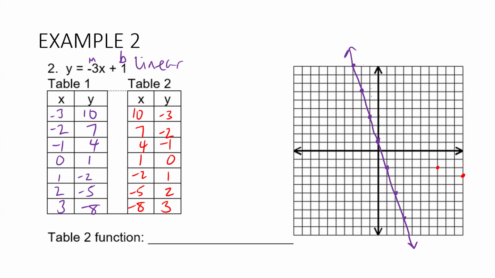Because I know this is linear, I can go ahead and find a pattern here, right? So rise 1, and I'm going to go left 3. Rise 1, 1, 2, 3, and repeat the pattern. And again, I'm going to do my very, very best to draw a straight line for y'all.